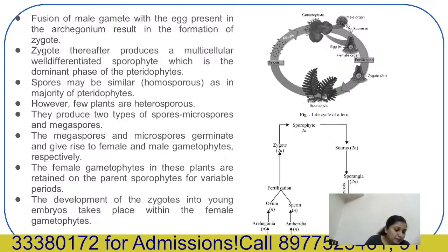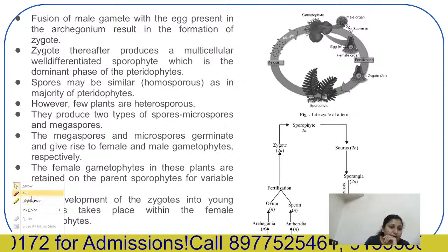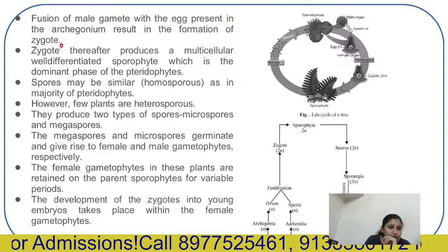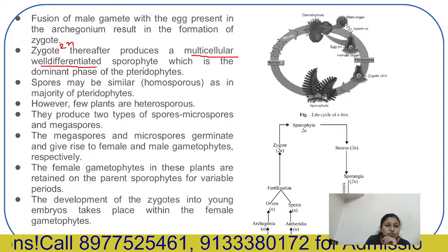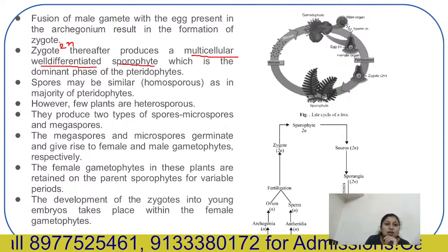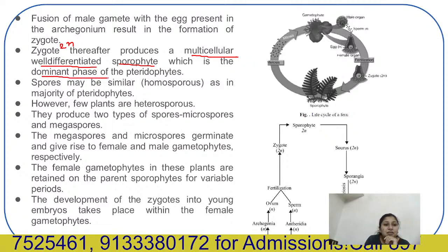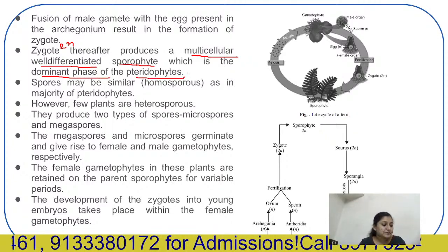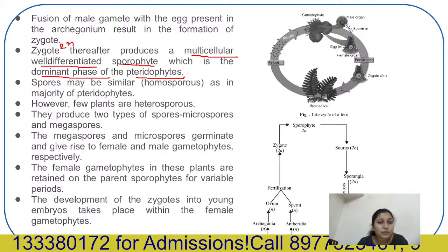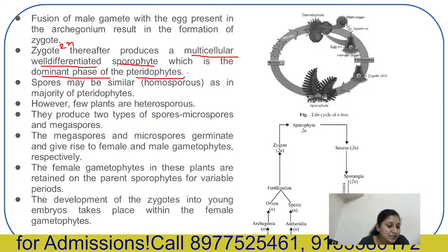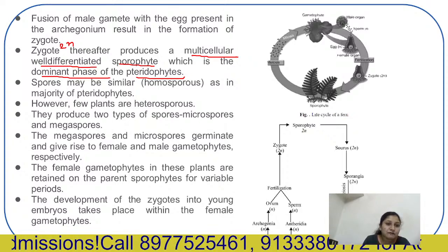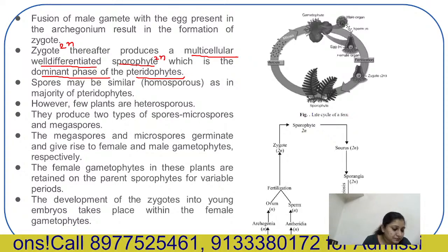Fusion of the male gamete with the egg present in the archegonium results in the formation of the zygote. Zygote is 2n. And thereafter it produces a multicellular, well-differentiated sporophytic body, that is the dominant phase of pteridophytes. I hope you are clear now, Hasini, that this is the sporophytic phase, which is 2n.